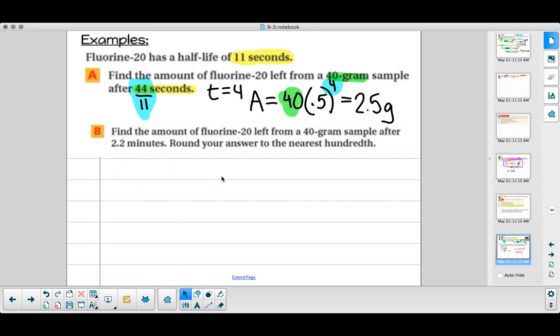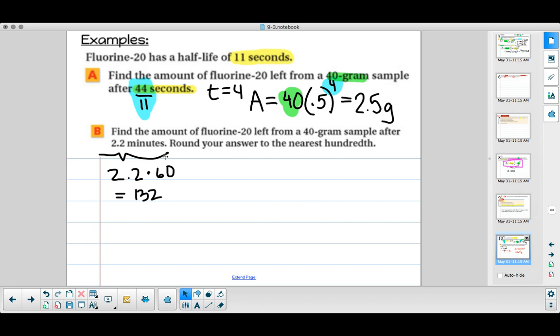It says find the amount of fluorine-20 left from a 40-gram sample after 2.2 minutes. Round your answer to the nearest hundredth. So the first thing we're going to do is figure out how many half-lives occur in 2.2 minutes. They gave us the half-life in 11 seconds, so what I'm going to do first is convert this 2.2 minutes into seconds. So 2.2 times 60 is 132 seconds. That means there's 132 seconds in 2.2 minutes.